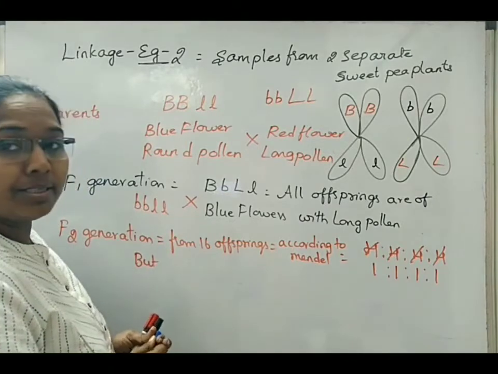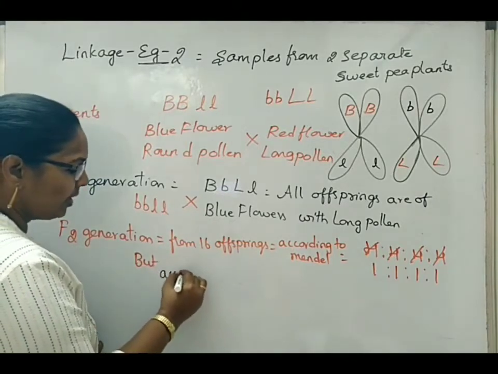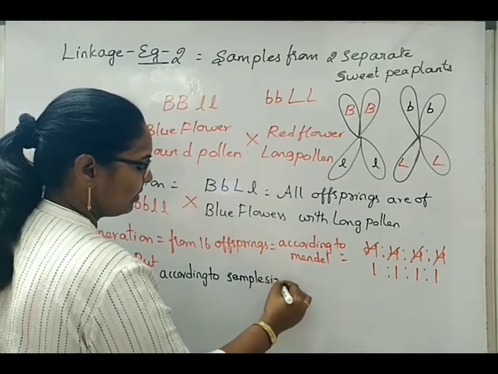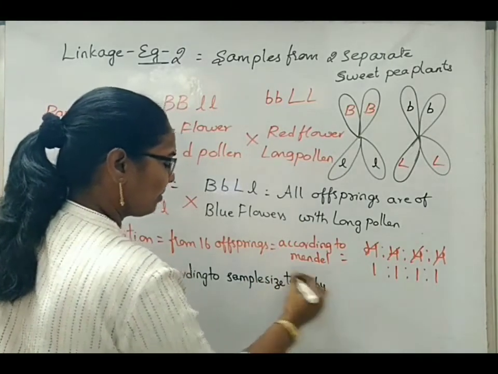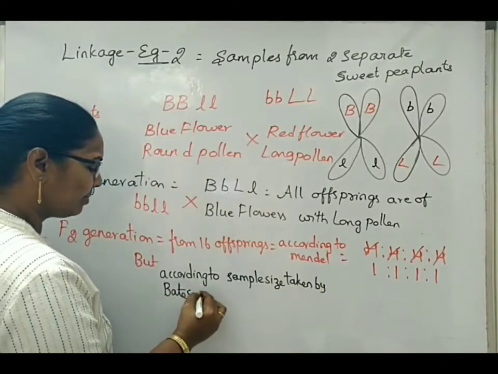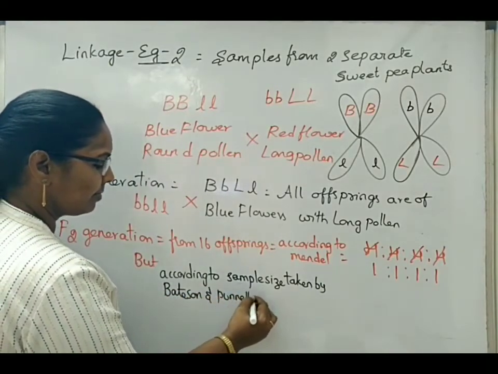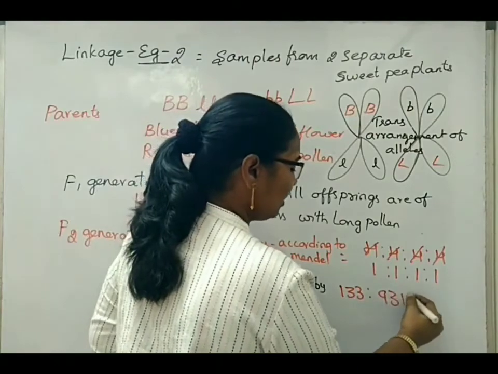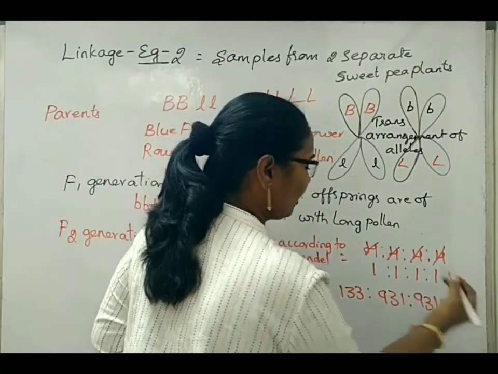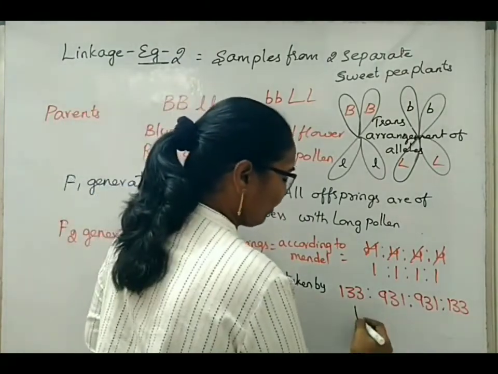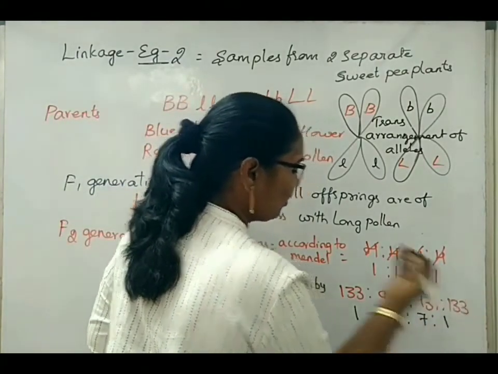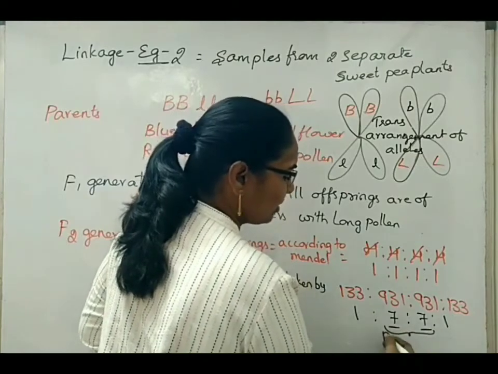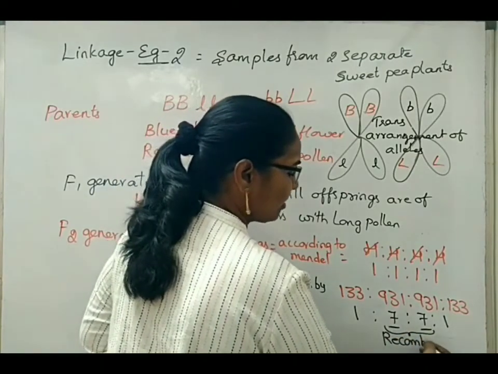out of the total samples collected, according to the sample size taken by Bateson and Punnett, 133 is to 931 is to 931 is to again 133. The ratio is 1 is to 7 is to 7 is to 1. Now, here there are more recombinants. This 7 and 7 indicate recombinants.